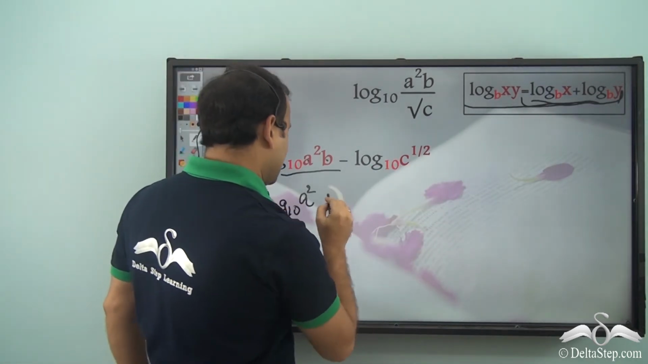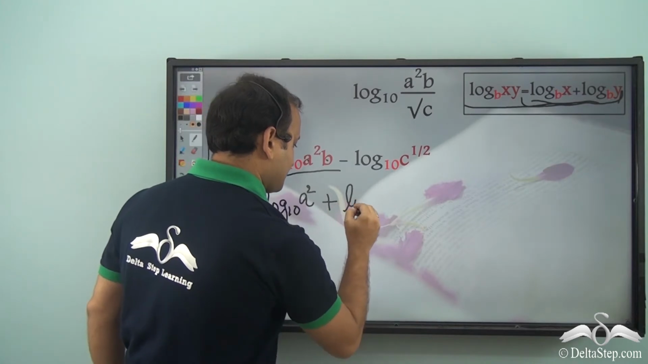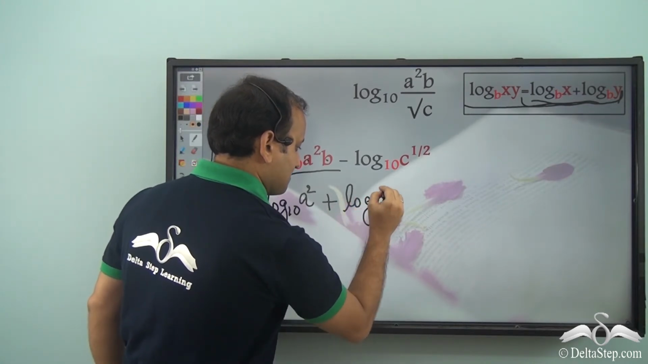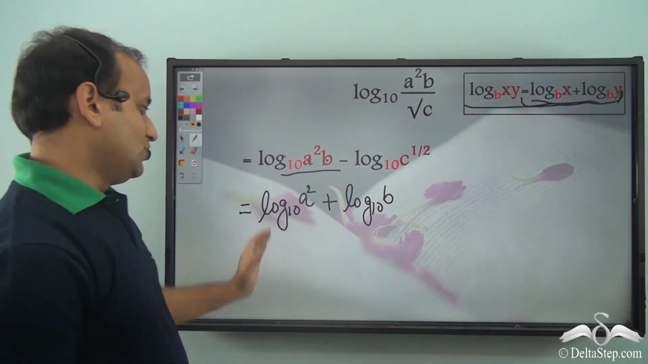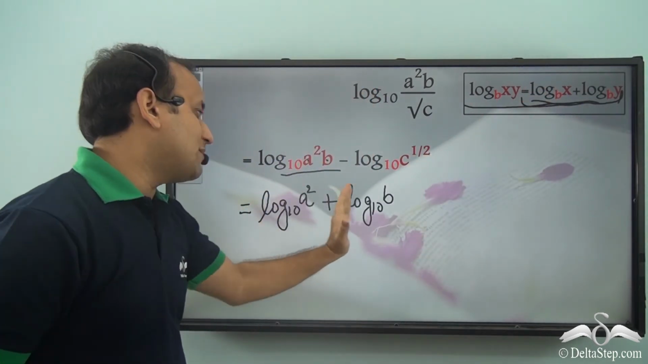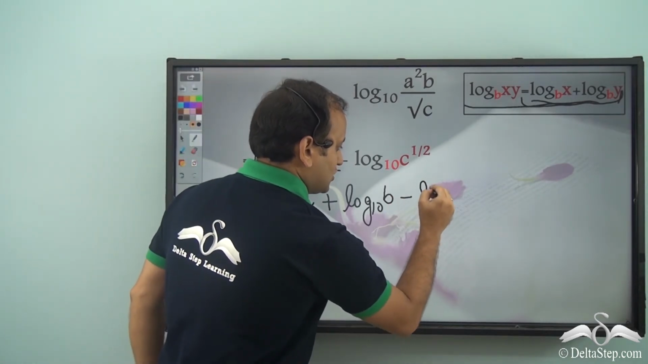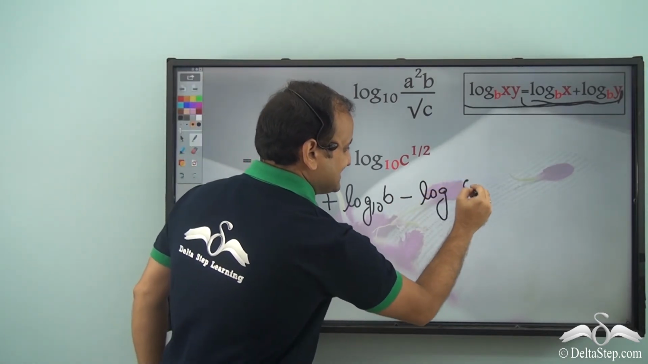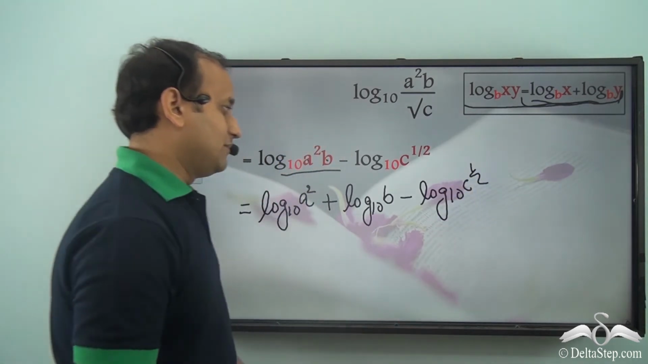Okay, then we have a plus, then log b to the base 10. So it has come in the form of log x plus log y. So we have log a square plus log b, and the previous expression minus log c to the power of 1 by 2 to the base 10 will be unchanged.